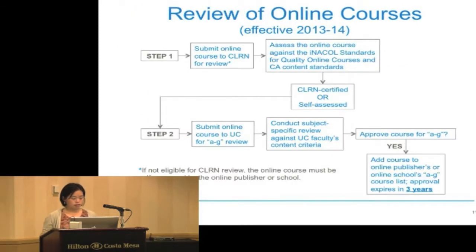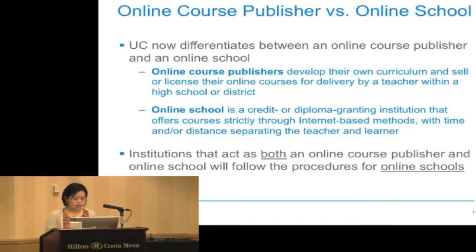Actually, let me back up for a second. I need to just go over some of these details about the definition. So UC defines the online course publisher as a program that develops its own curriculum and sells or licenses that online course for delivery by a teacher in a local school or district. An online school is defined as a credit or diploma granting institution that offers courses strictly through internet-based methods with time and or distance separating the learner and the teacher.